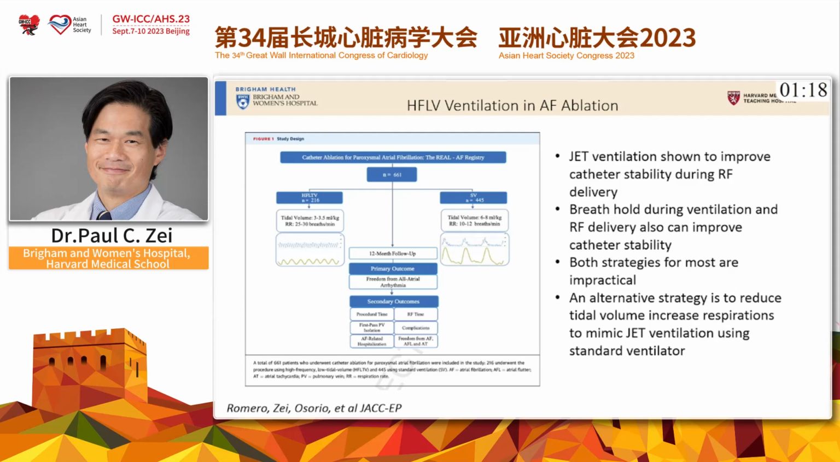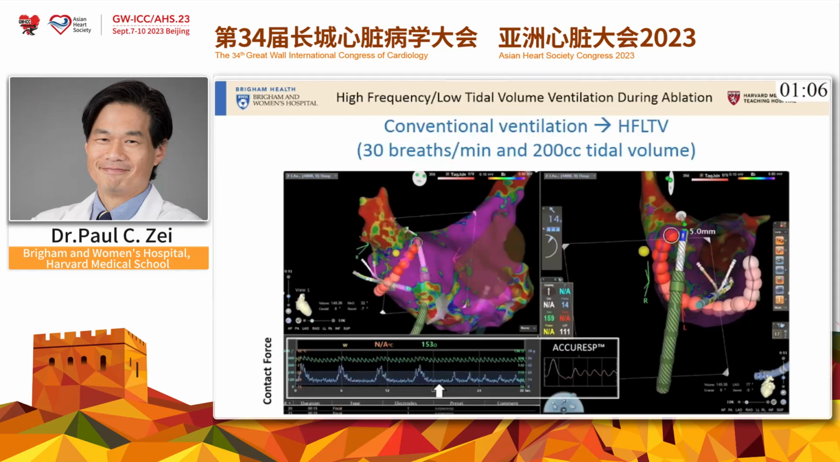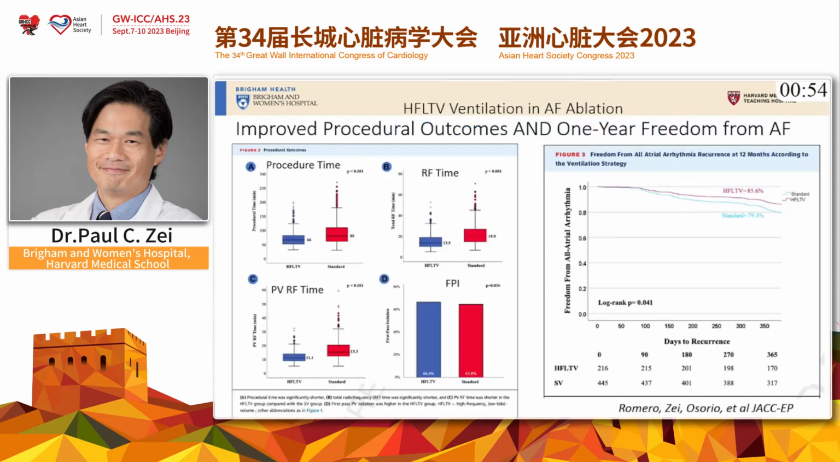So what we thought was that you can take a standard ventilation machine and reduce the tidal volume, as shown here compared to standard ventilation, and then perhaps achieve similar or at least comparable results. And that's shown here too. As you know, you can look at the respiratory gating on a mapping system, and you can see that when you turn on the high frequency ventilation here, the excursion goes down significantly.